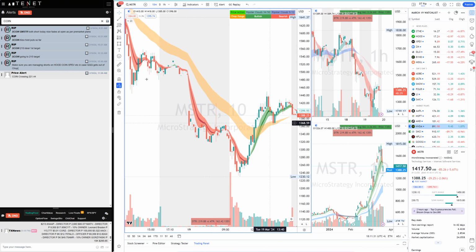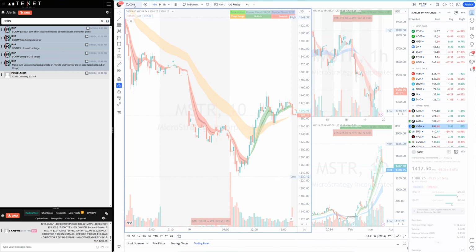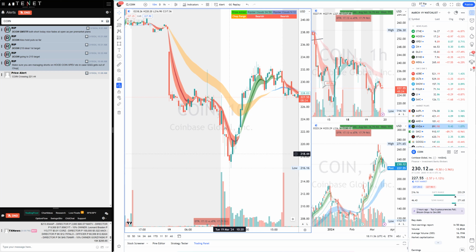MSTR went 70 bucks from that short, and COIN went from that 224 level to 216. So $8 on the short there. My target was 215. We were almost close, but that's why you scale out. And I told everybody that it's a short. Even if you were a little late, even if you were at 223s, you still made some good scalps. But if it's faded $3-4, you need to make sure you lock at least a third or a quarter and put the stops at break even, and then you get out.